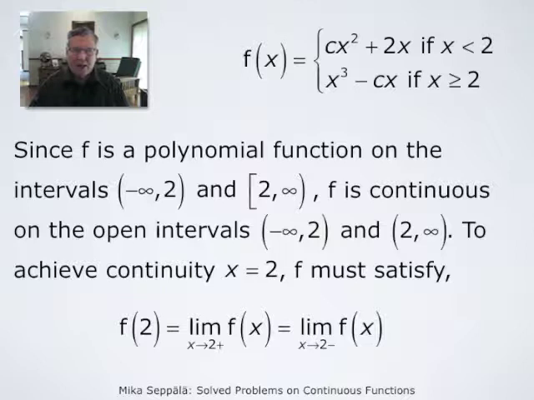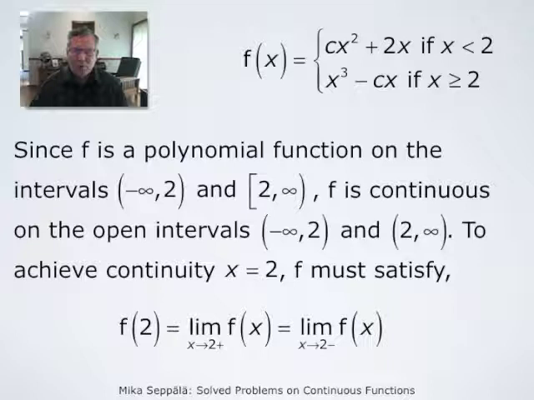To that end, we first observe that f is a polynomial function on the interval from negative infinity to 2. It is just cx squared plus 2x, and as such it is continuous. It is also a polynomial function, x cubed minus c times x, when x is greater than or equal to 2, so it is continuous for all those values as well. So it is continuous on the open intervals from negative infinity to 2 and from 2 to infinity. So we have to figure out whether the function can be made continuous at x equals 2.